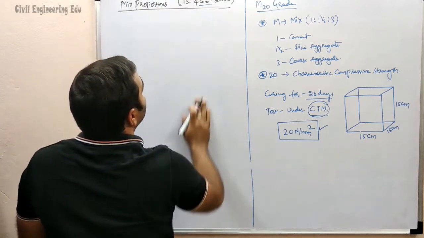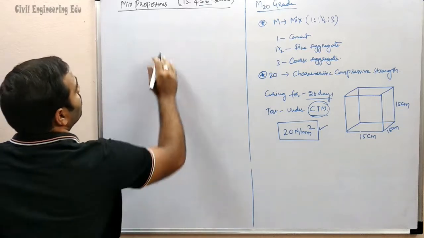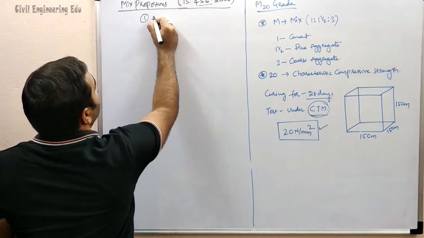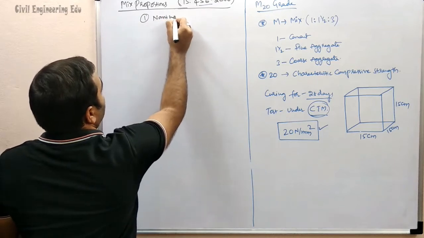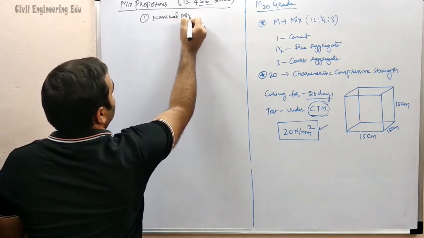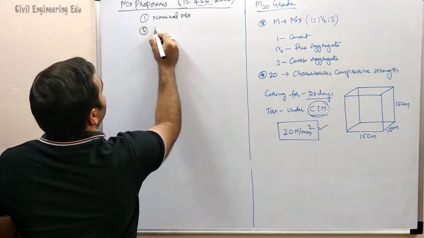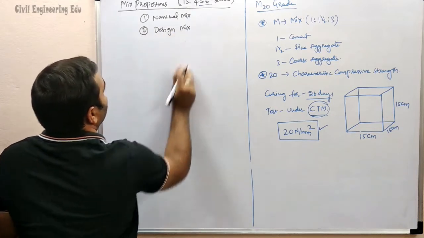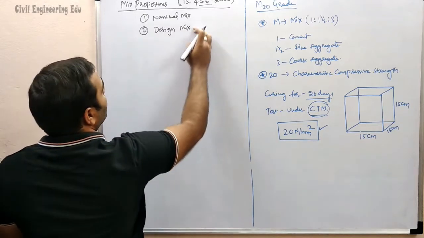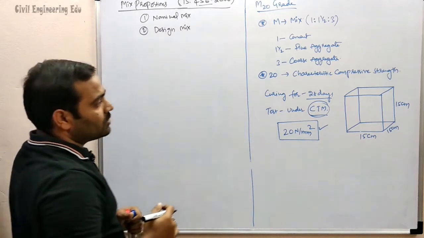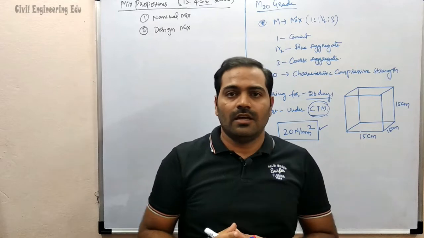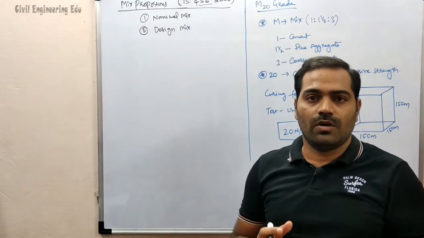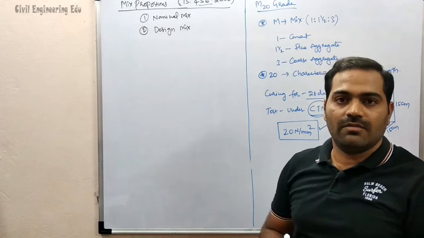So mix proportions are also based on IS 456. They are of two types. First one is nominal mix. Second one is design mix. So these are the two important types of mix proportions. In order to prepare the concrete, we need to know the proportions like 1:2:4, 1:1.5:3, 1:5:10, 1:4:8.